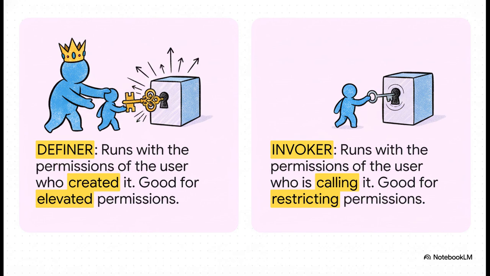And this is a really critical security concept, so listen up. A procedure can run in one of two security modes. The first is definer. This means the procedure runs with the permissions of whoever created it, which is usually a high-level admin. This is perfect for when you want to let a junior user perform a very specific, safe task that normally they wouldn't have the permissions for.